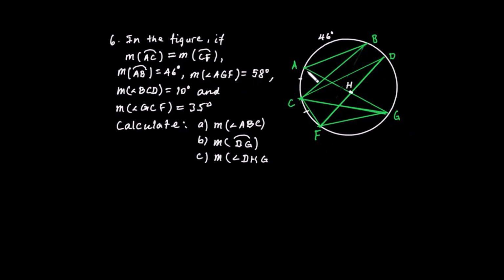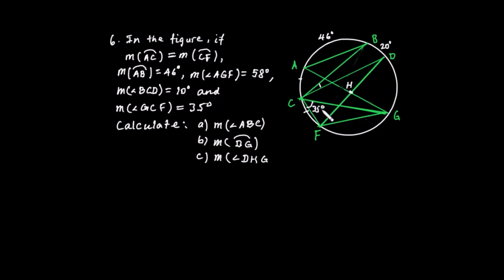The 58 degrees subtends arc AF. We are given this 58. Another: the measure of angle BCD is 10 degrees; this angle is 10 degrees. So arc BD is 20 degrees, because angle BCD is half the measure of arc BD, so the angle is 10. We find arc BD is 20 degrees from this. Another: the measure of angle GCF is 35 degrees.